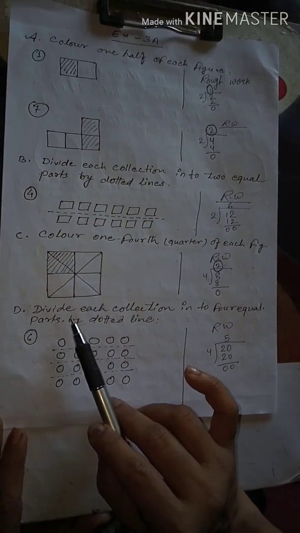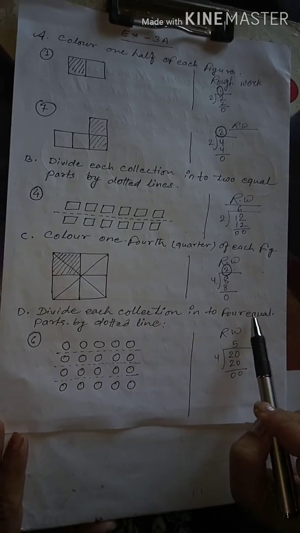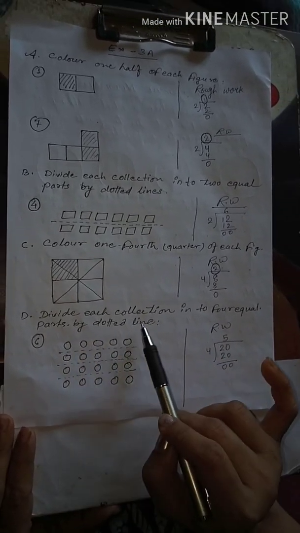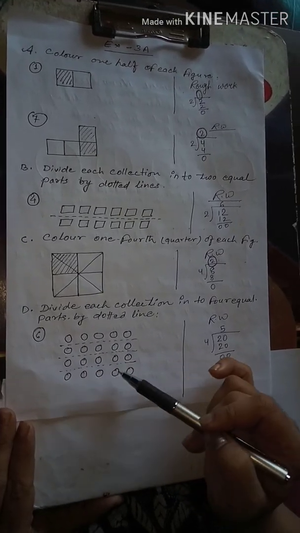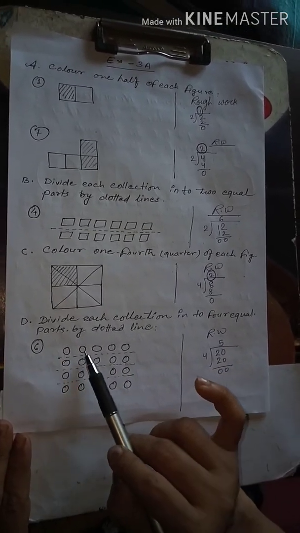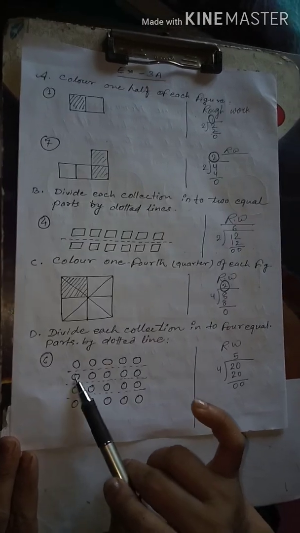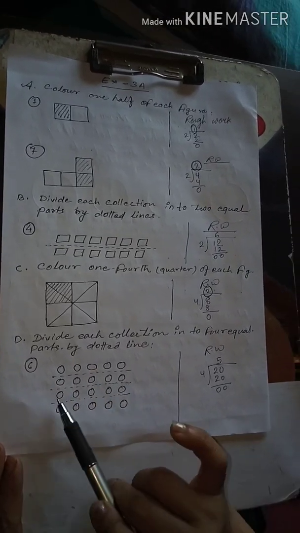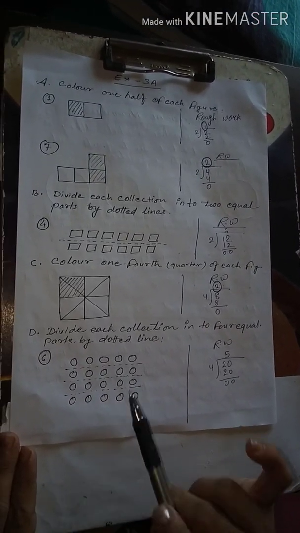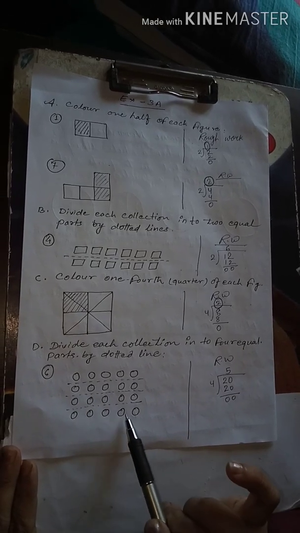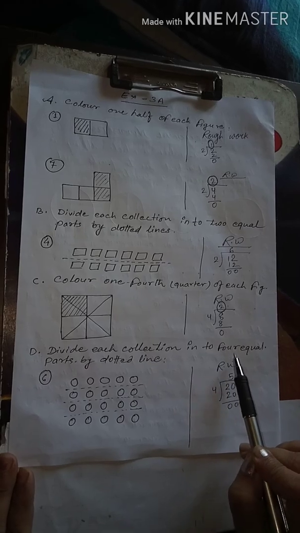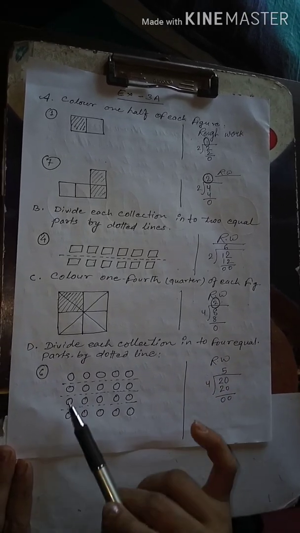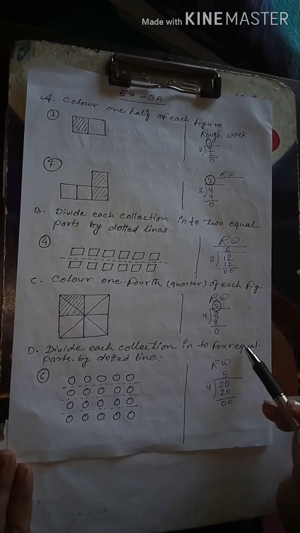Question number D. Divide each collection into 4 equal parts by dotted line. So first step, we have to count total number of things in this collection. 1 2 3 4 5 6 7 8 9 10 11 12 13 14 15 16 17 18 19 20, and we have to divide it into 4 equal parts. Total number of things divided by 4.